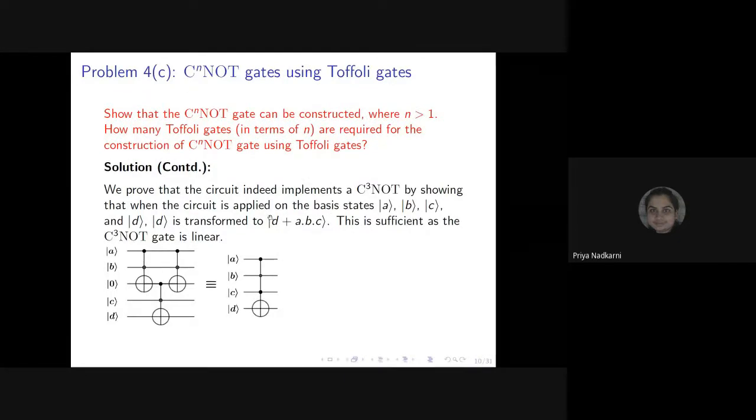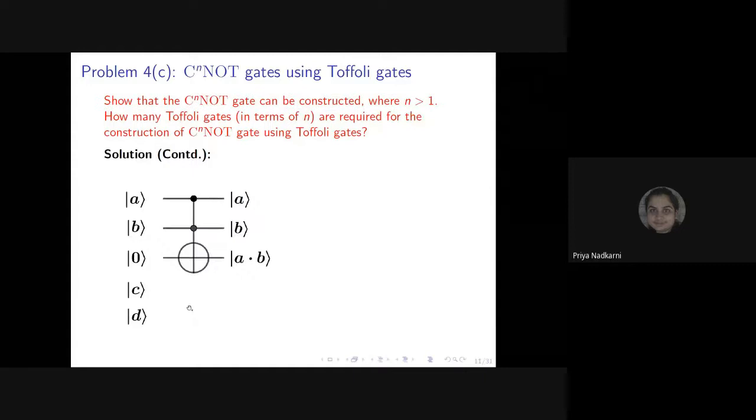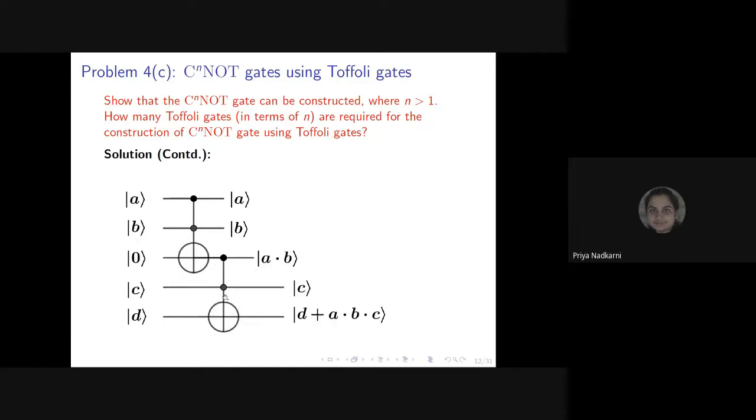We prove it by showing that when this particular circuit is applied on these inputs, D is transformed to D plus A into B into C, and A, B, C remain the same. So let's have a look at it. This is the initial circuit, where the first step applies just one Toffoli gate. Here this remains A, this remains B. This will become 0 plus A into B, which is nothing but A into B. Now let's apply the next gate. When we apply the next gate, here it was AB, so this remains the same.